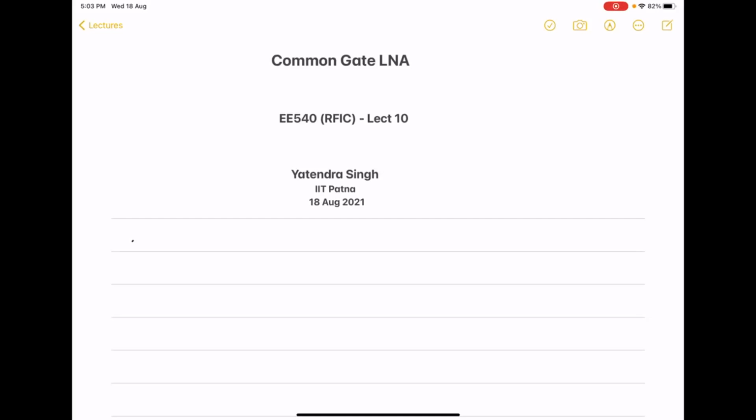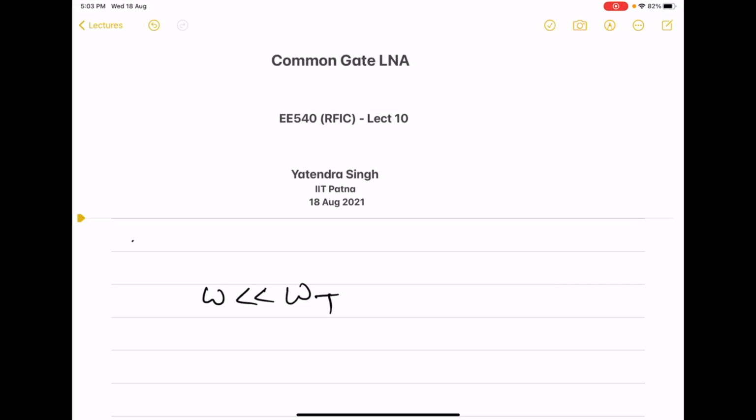In this lecture, we will analyze the common gate LNA. As was pointed out in one of the previous lectures, when the operating frequency is very small compared with the threshold frequency, then there are three ways in which a MOS can be used for an LNA.